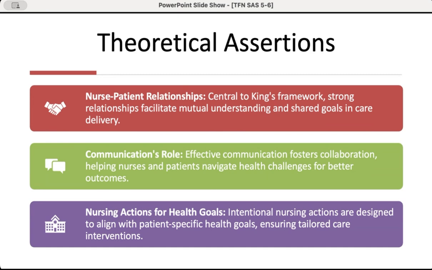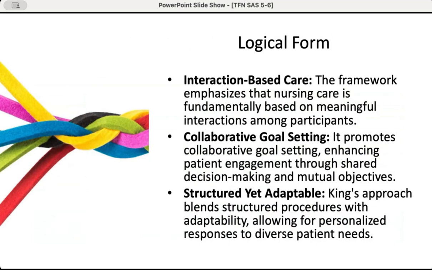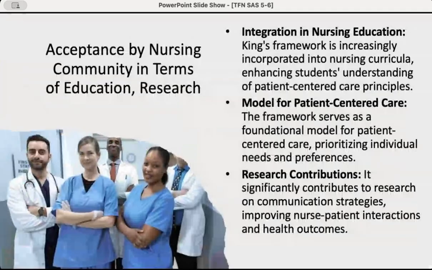In terms of logical form, the framework emphasizes that nursing care is fundamentally based on meaningful interactions among participants because it's more of a collaborative process. It promotes collaborative goal setting, enhances patient engagement through shared decision making and mutual objectives. And King's approach blends structured procedures with adaptability, allowing for personalized responses to diverse patient needs.